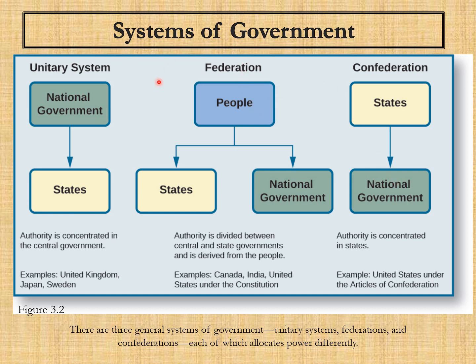However, the third type is a federation. And in a federation, authority is divided between a central and state government and is derived from the people. And so, really, the United States under our current Constitution is considered a federation.